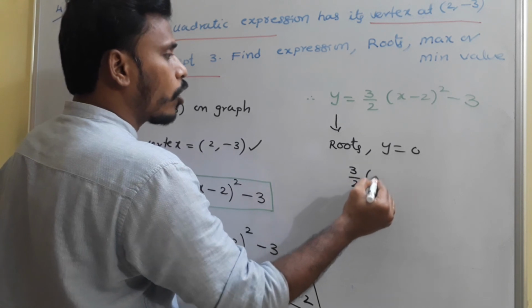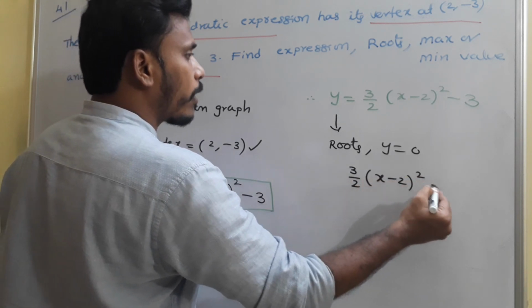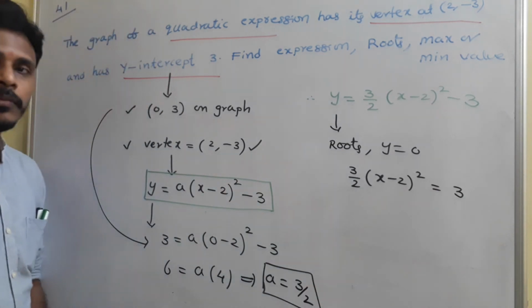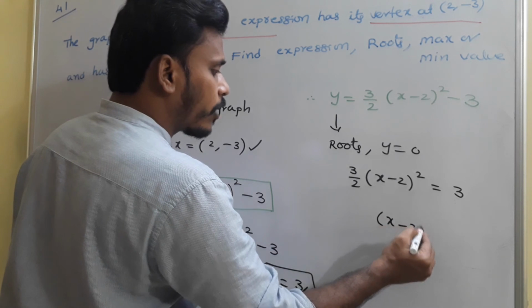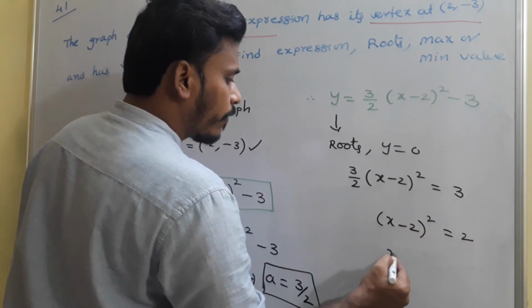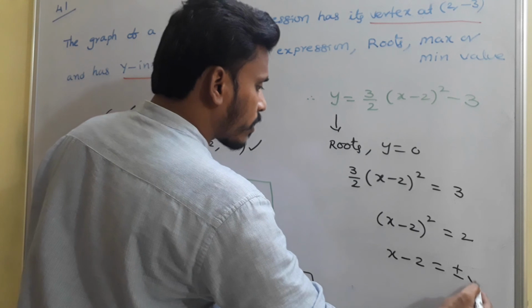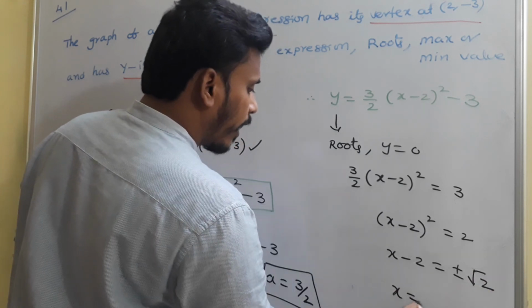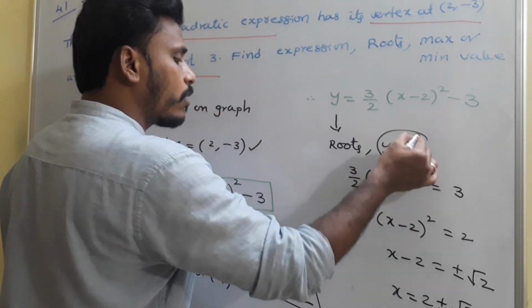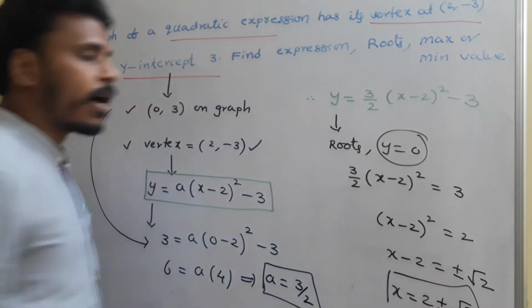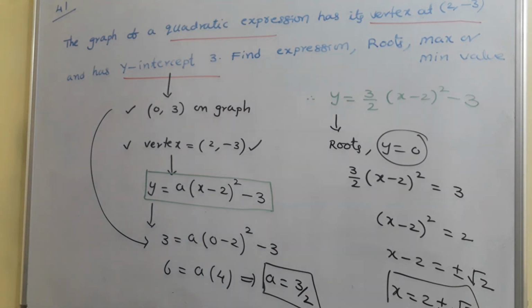If you equalize it to 0, you will get 3 by 2 into (x minus 2) whole square is equal to 3, right? Since it is 0, you need to send the 3 to that side. When you cancel out 3 and 3, (x minus 2) whole square is equal to 2. And then x minus 2 is equal to plus or minus root 2, and then x is equal to 2 plus or minus root 2. Just have a look. When y is equal to 0, the values of x are 2 plus or minus root 2. So the roots of the equation are simply 2 plus or minus root 2.